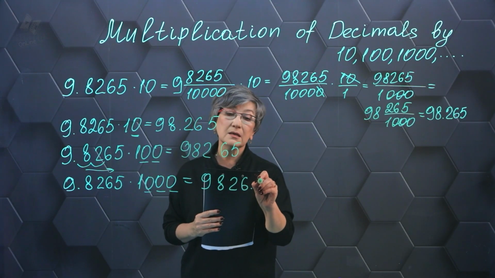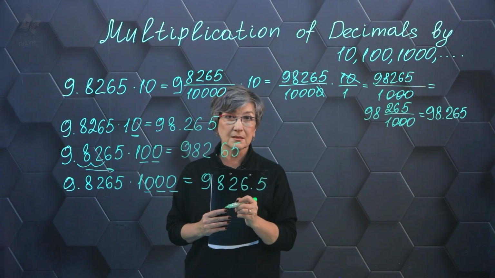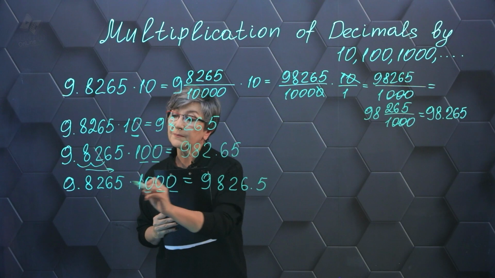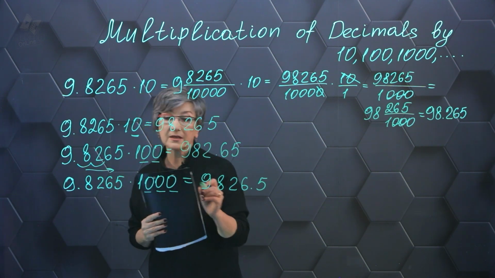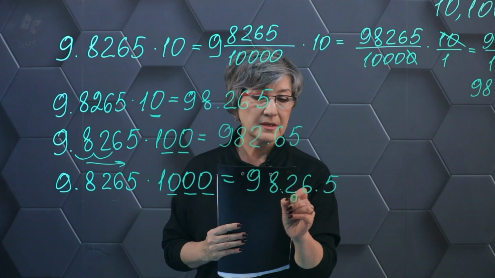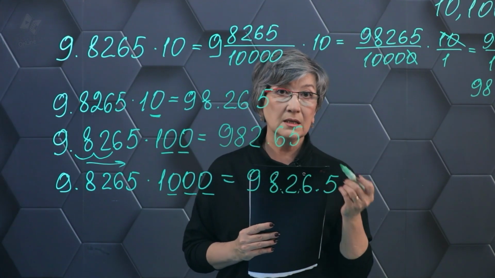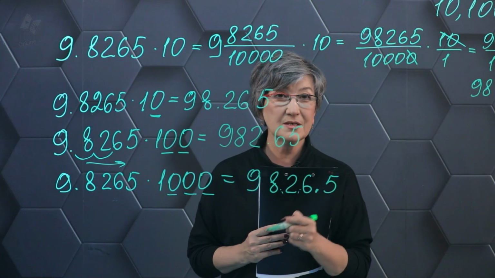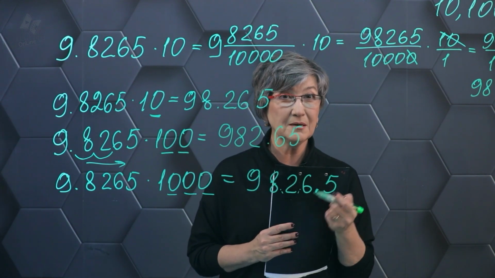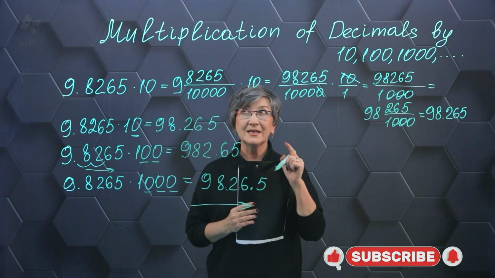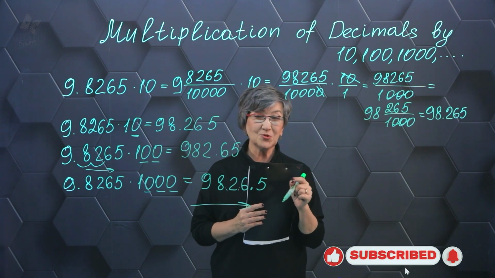9,826.5 tenths. Let's check the 3 zeros, 1, 2, 3. I had a dot after the 9, that is, I had a dot right here. I move to the right, 1, 2, 3, and this point will stand after the 6. The answer is 9,826.5. In the next lesson, we will learn to divide a decimal fraction by a decimal fraction using this algorithm.